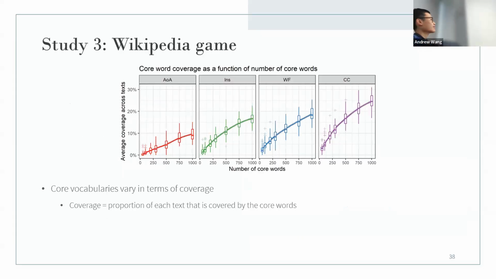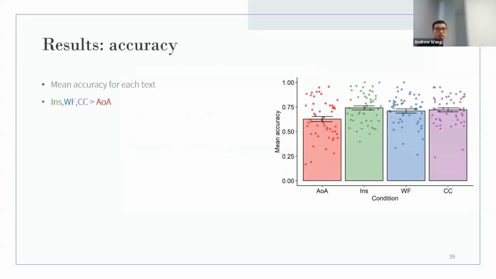And the different core vocabularies, as you might expect, also vary in the amount of text coverage at each vocabulary size. And as you might expect, the distributional ones, the ones that are based on distributional information, provide higher coverage compared to the other two. And so looking at overall accuracy, the conditions didn't differ much. Only the AOA condition was lower than the others here.